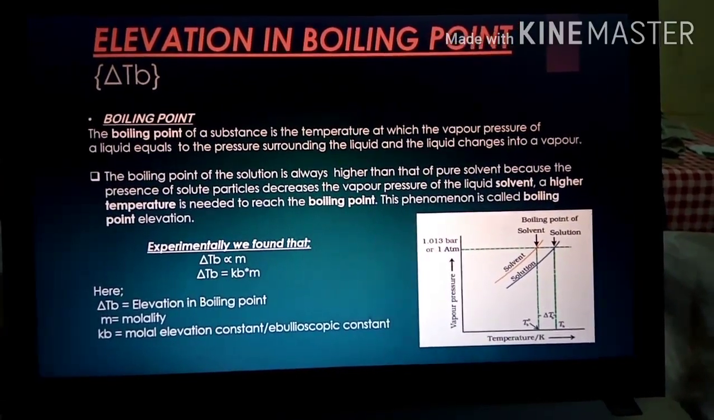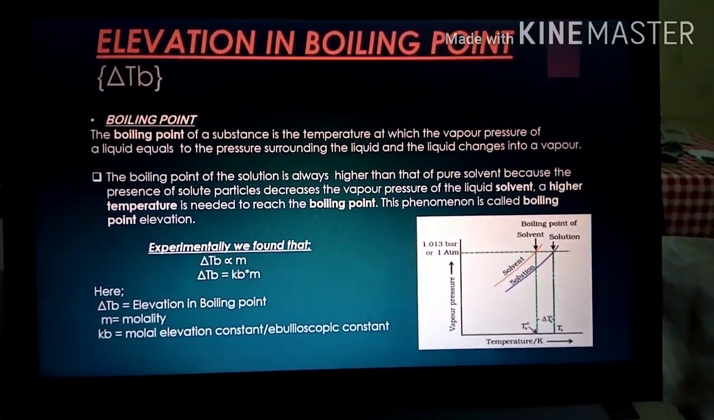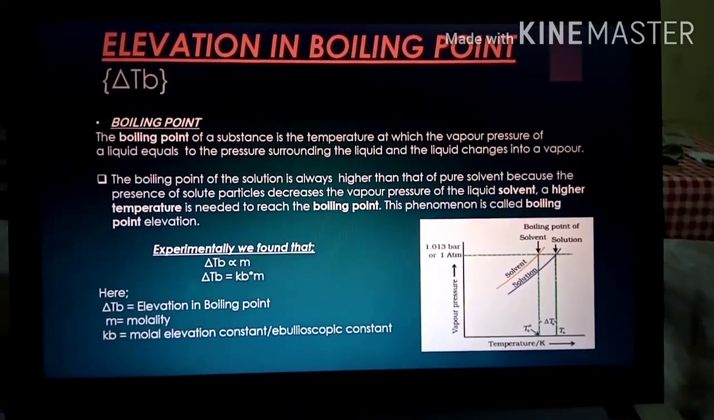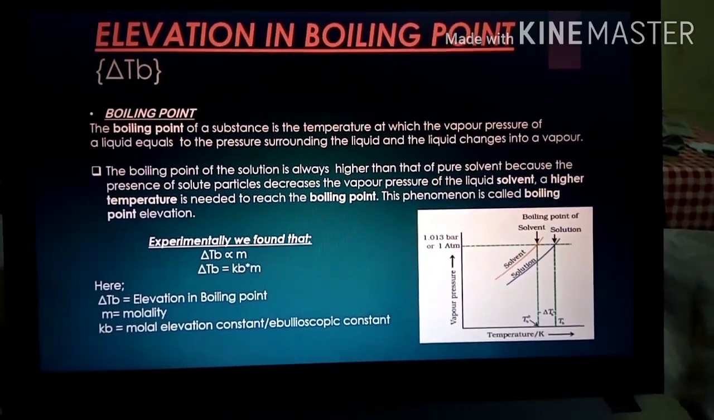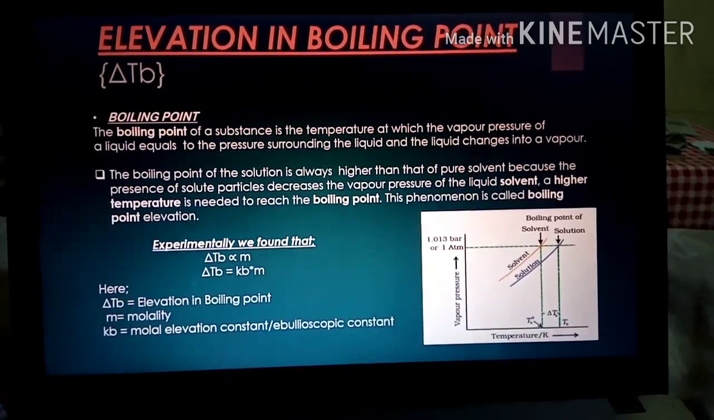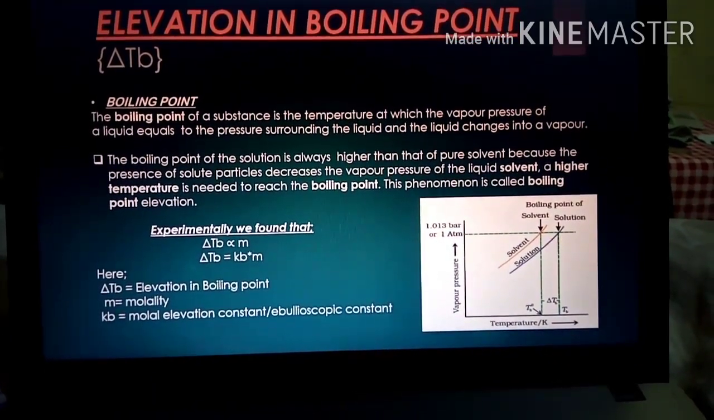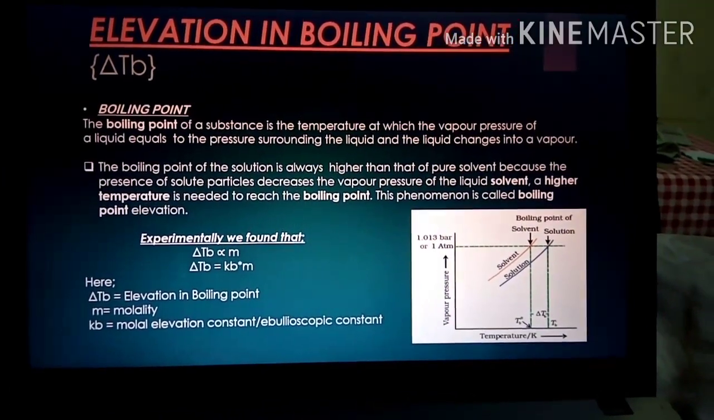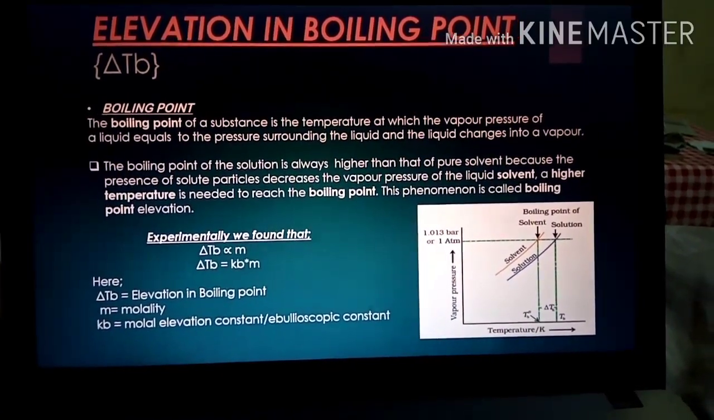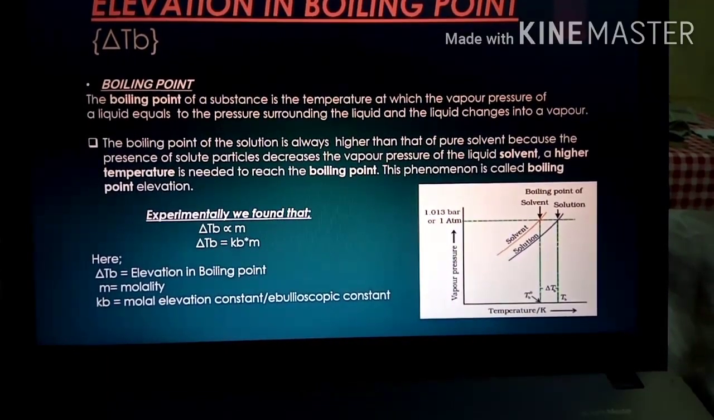Now further know about it. The boiling point of the solution is always higher than that of pure solvent. It is a very important line. Let's read it again. The boiling point of the solution is always higher than that of pure solvent. Why is it higher? Because the presence of solute particles decreases the vapor pressure of the liquid solvent, and then a higher temperature is needed to reach the boiling point. This whole phenomenon is known as elevation in boiling point.